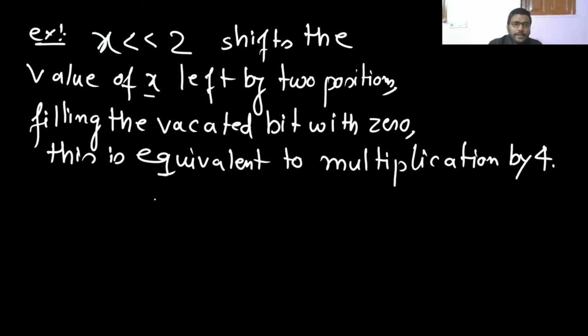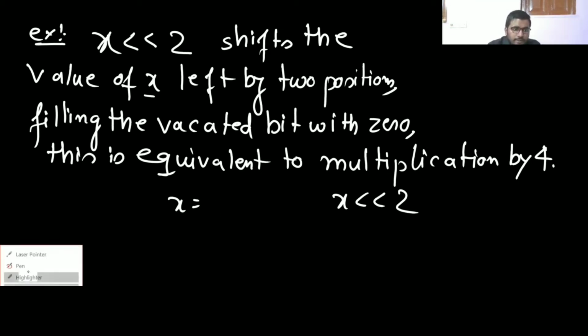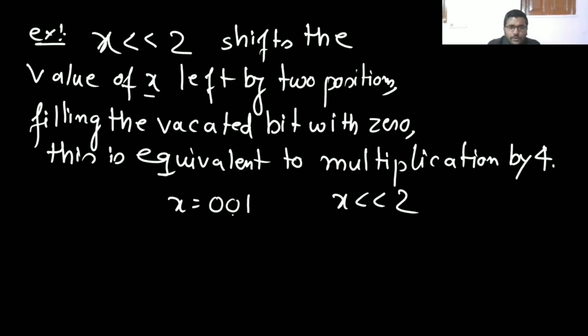Like if x is having 1, and you are doing x left shift 2, this is bitwise 1. So you can write 1 as 0 0 1 in bitwise. Now you are performing this. It will be two left shifts, and the vacated bits are filled by 0. So it is like 1 into 4.